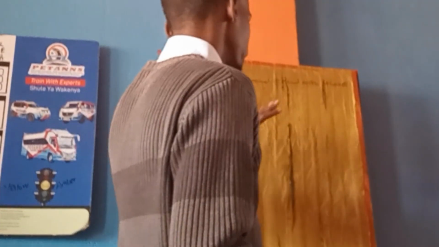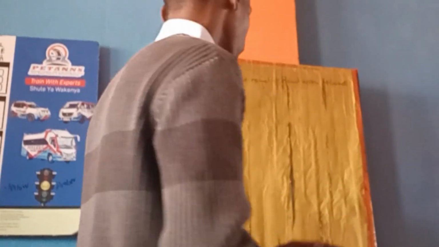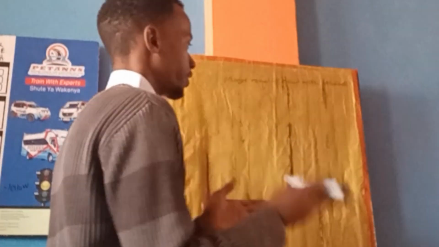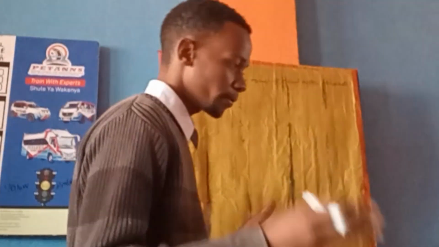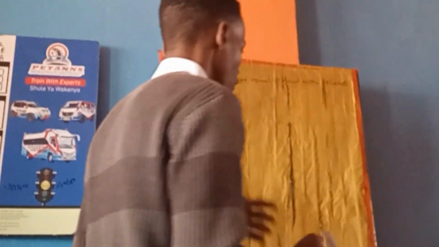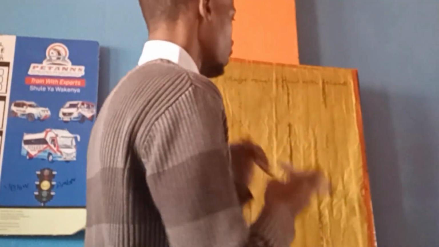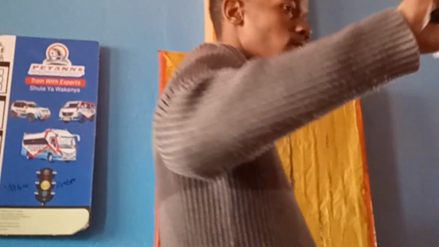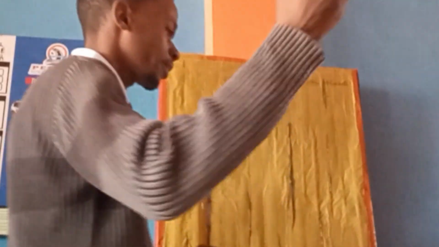So we have four lanes: lane 1, lane 2, lane 3, lane 4. So how do you know lane 1, lane 2, lane 3, lane 4? Unafaa kuhesabu from the left. In our roads, we always keep left. So when you are counting lanes, you count from the left. Yenye iko left kabisa ndio ya kwanza, yenye iko on the right is the fourth. So 1, 2, 3, 4.